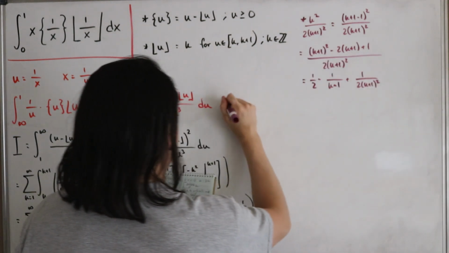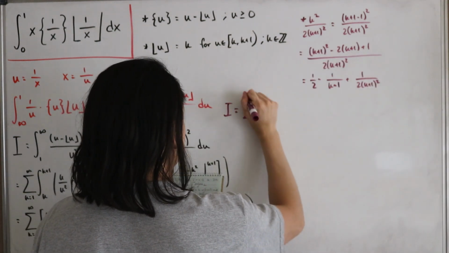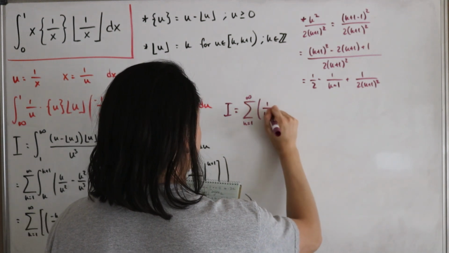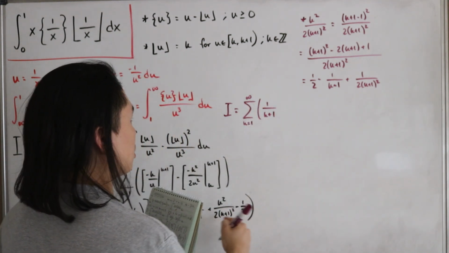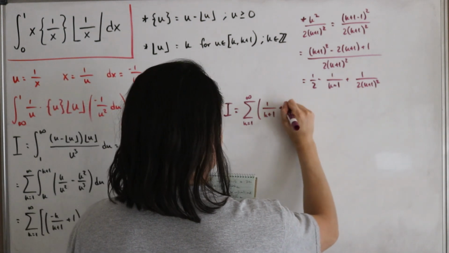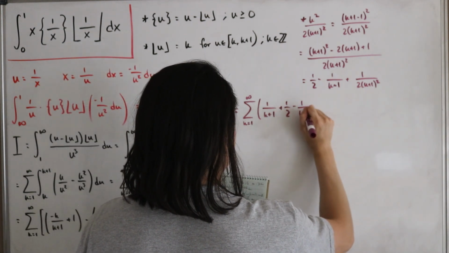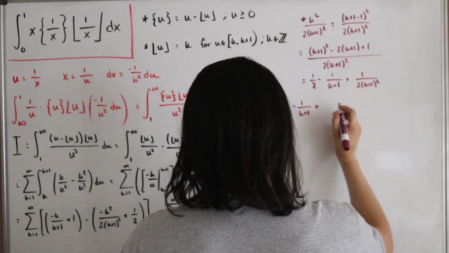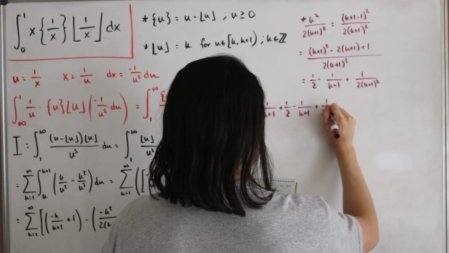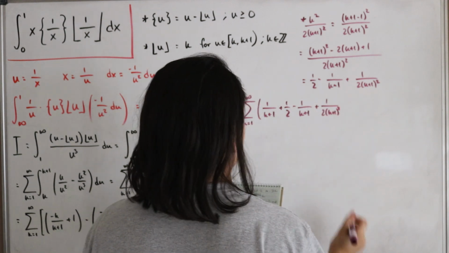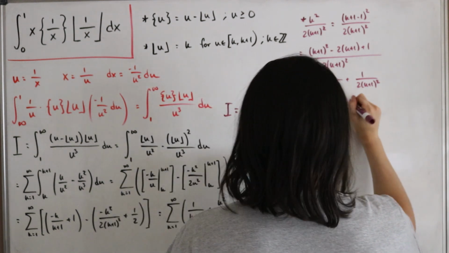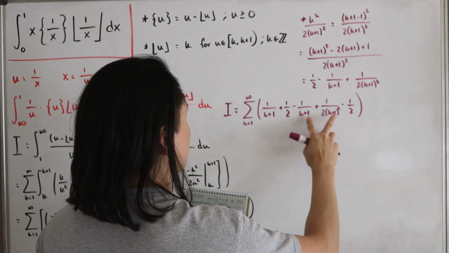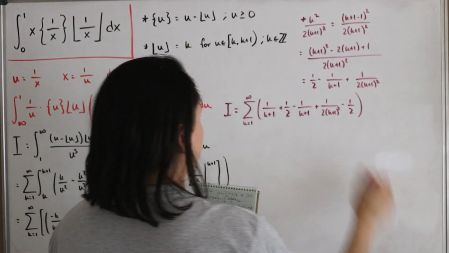So now capital I so far is going to be the infinite sum at k is equal to 1. So first we have that this is just 1 divided by k plus 1. Then we can substitute the simplified form back into here. So plus 1/2 minus 1 divided by k plus 1, and then add this with 1 divided by 2 times k plus 1 quantity squared, and then subtract 1/2. And then as you can tell, we're going to have some things that cancel out. Basically these two and these two are going to disappear, and then we're just left with this one over here.